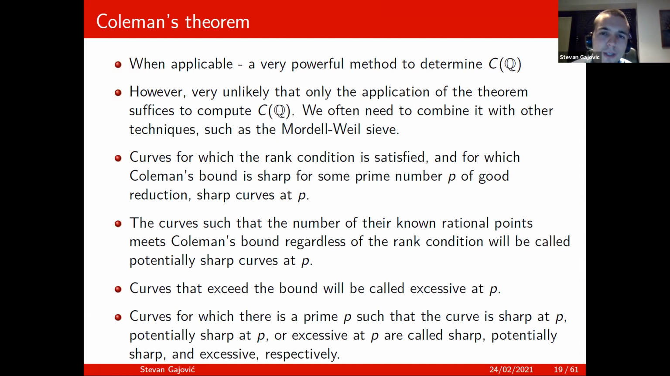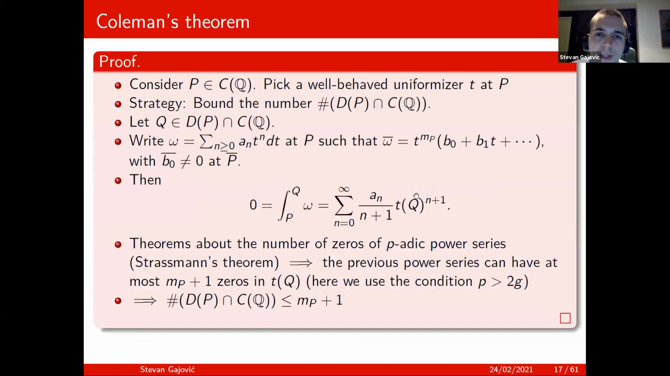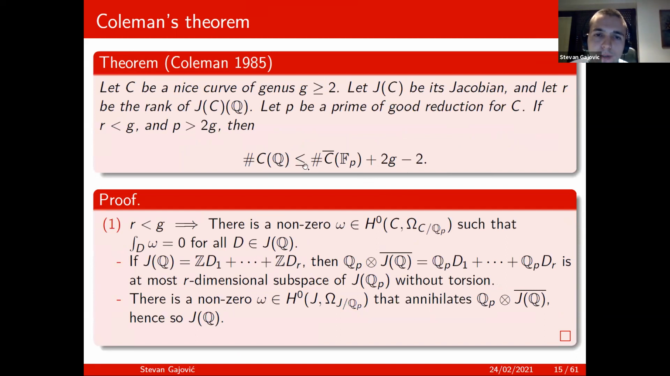But in most cases, we needed to combine this method with some other techniques, for example, descent or Mordell-Weil sieve. And then we distinguish two cases. When this inequality is actually equality, then we call the curve sharp at P, because it depends on P. And when there is a P such that we have this equation, we call the curve just sharp. So sharp curves for us are ones where this is actually an equality, and these curves are quite rare.